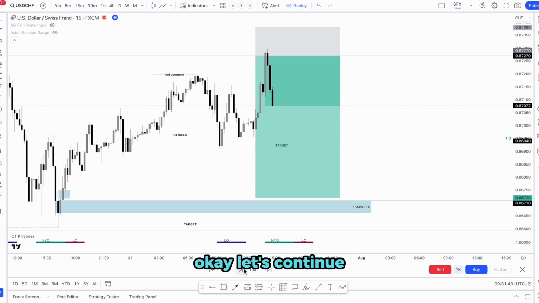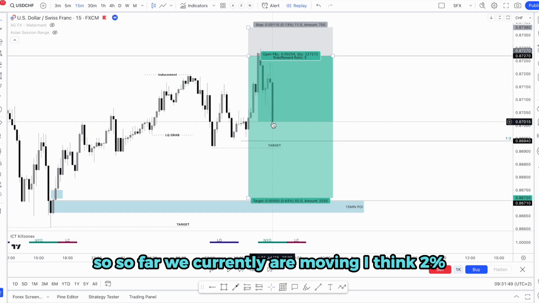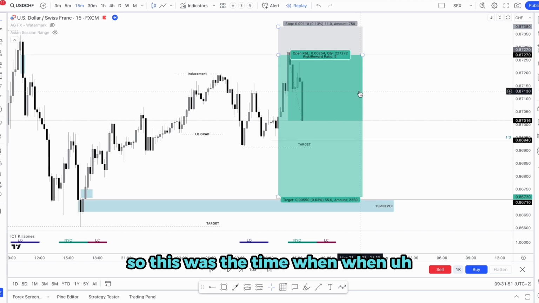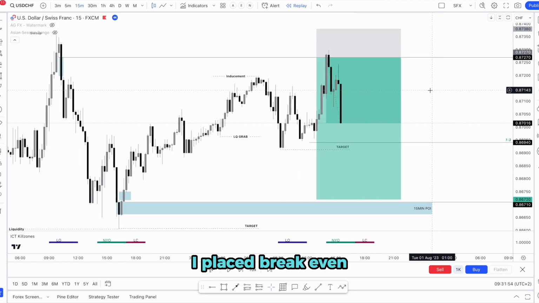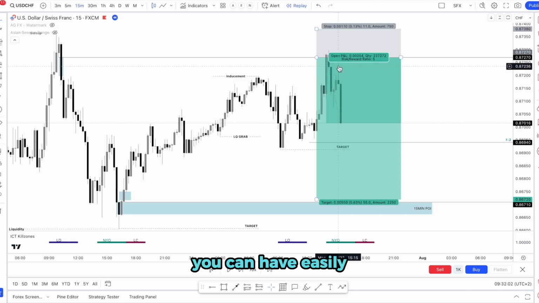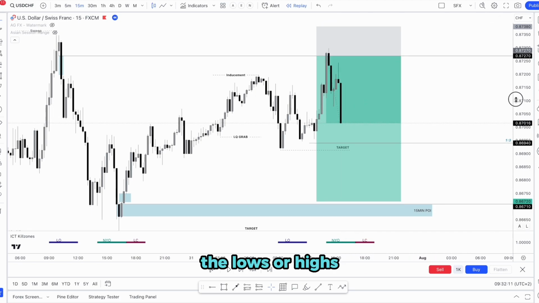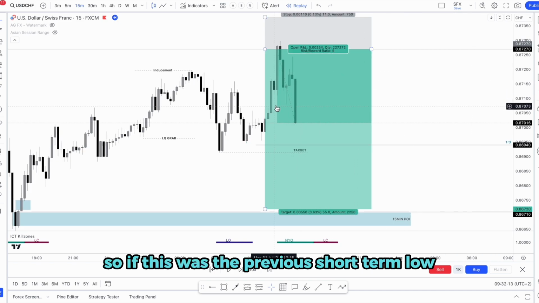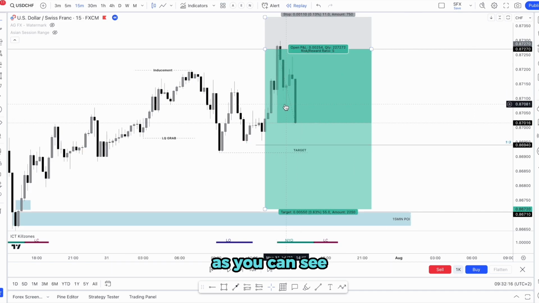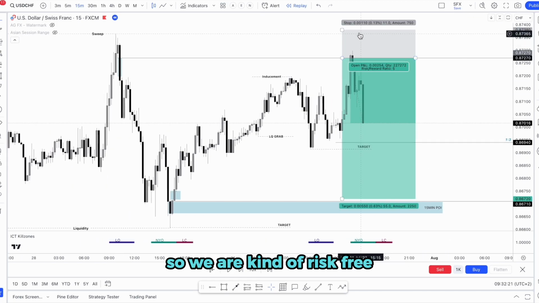Okay, let's continue. So far we are currently moving, I think 2%, something like this. So this was the time when I placed break even. Usually I place my break even when price is moving 1% in profit. But then you can easily have break even hit and then collapse. The best thing is when price breaks previous lows or highs. If this was the previous short-term low, this is now the time to place break even. So we are kind of risk-free.